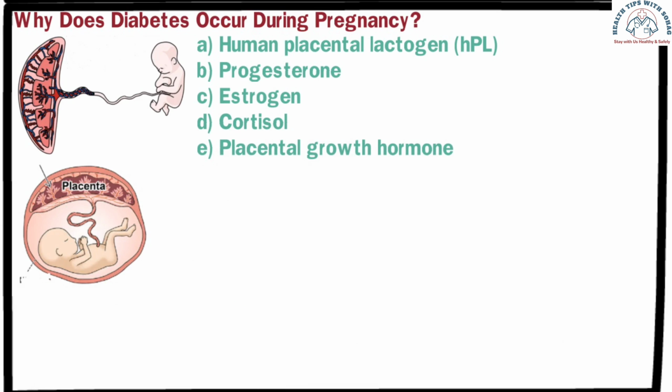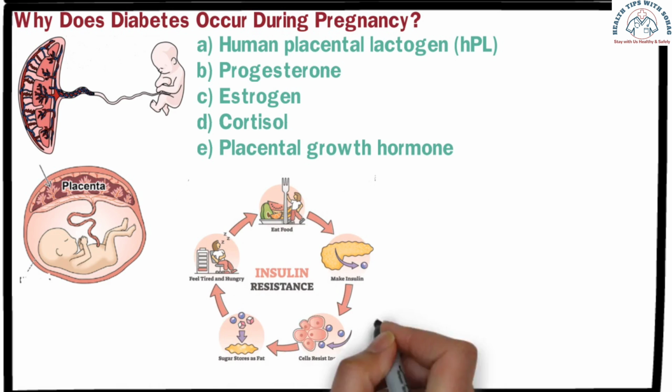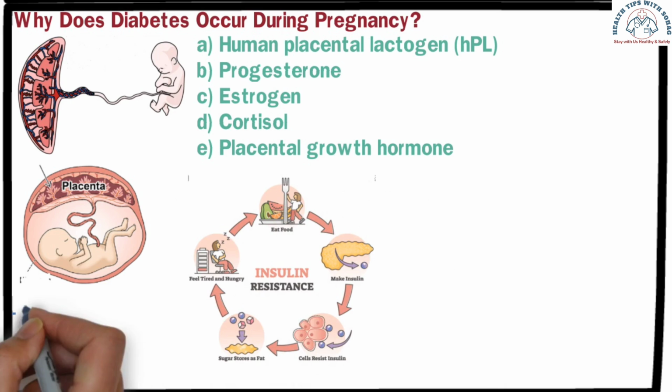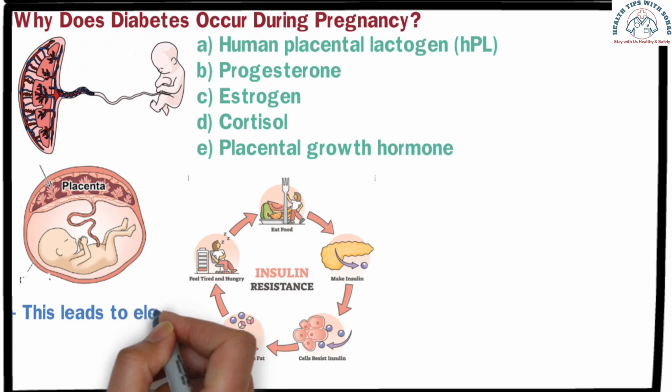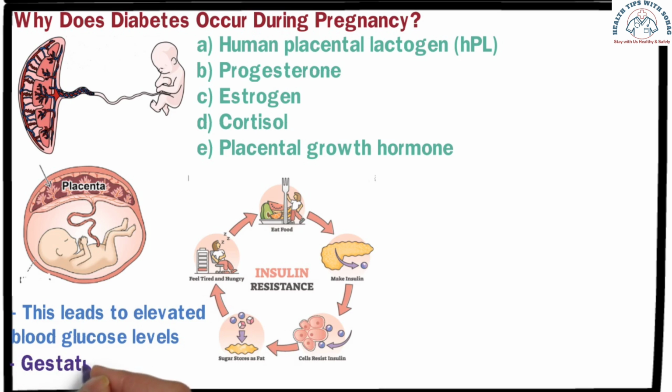fetus. However, they also reduce the effectiveness of insulin, a condition known as insulin resistance. As a result, glucose remains in the mother's bloodstream instead of entering the cells. This leads to elevated blood glucose levels and ultimately results in gestational diabetes.